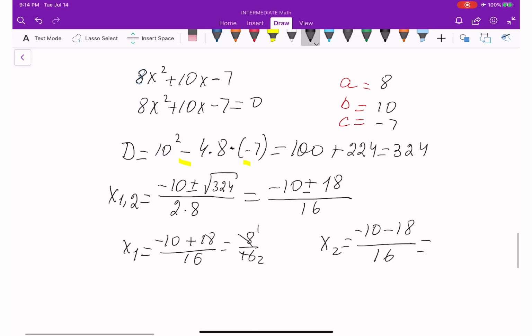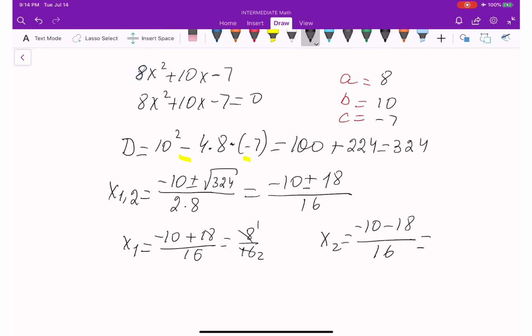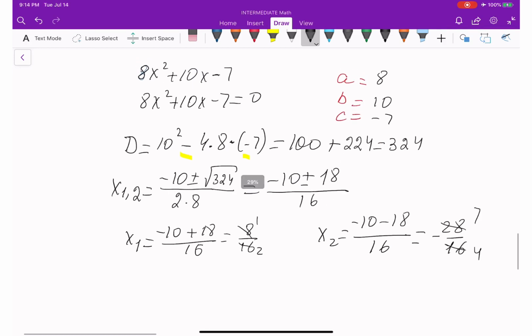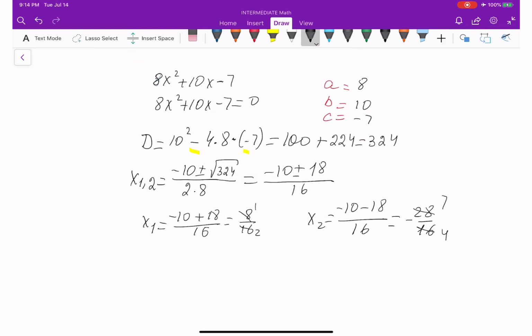It's going to be negative 28 over 16. We divide by 4, both parts. It's going to be 7. It's going to be 4, negative 7 over 4. All right. So what do we have? 8x squared plus 10x minus 7. We can factor it down as, here is a, which is 8, x.